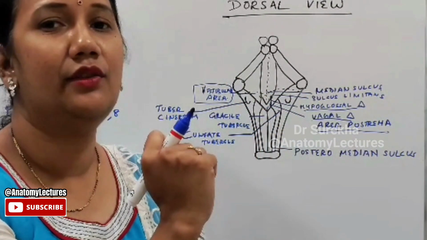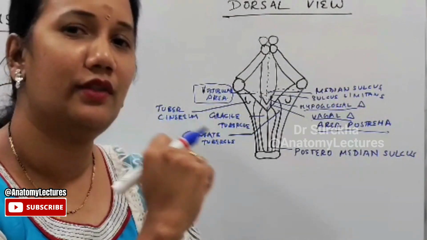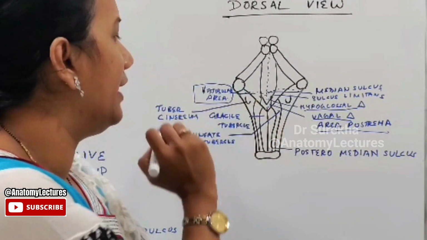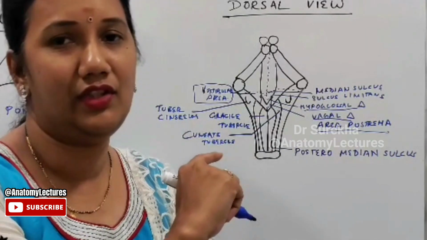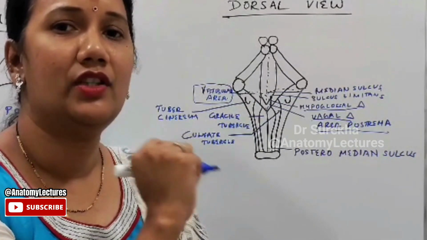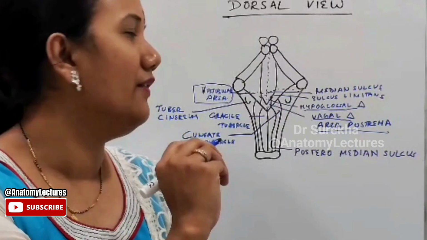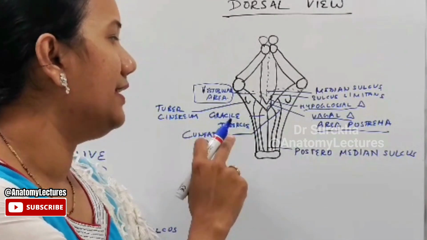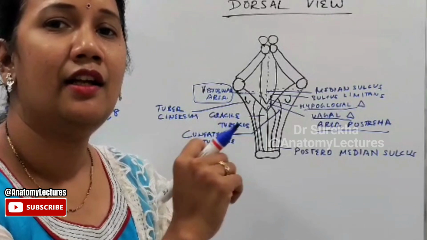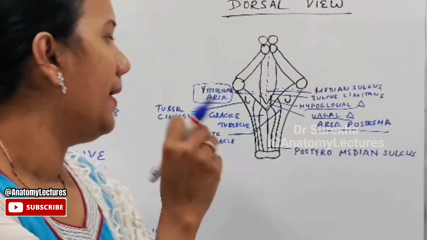Lateral to that you see the cuneate tubercle, which will overlie the nucleus cuneatus, and even more lateral to that you see one more elevation, which is called the tuber cinereum, which will overlie the spinal nucleus of the trigeminal nerve and its tract. So these are the features you see in the lower closed part of the medulla.